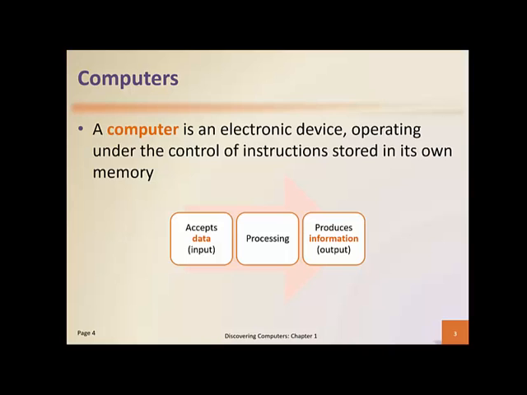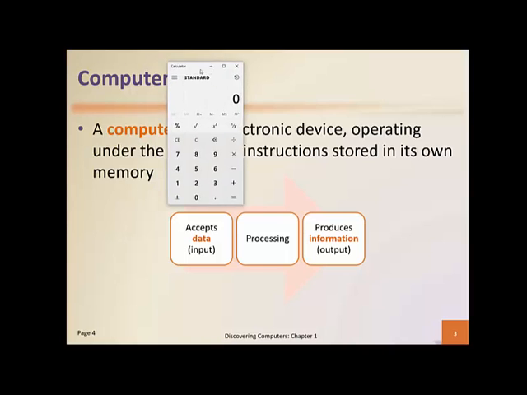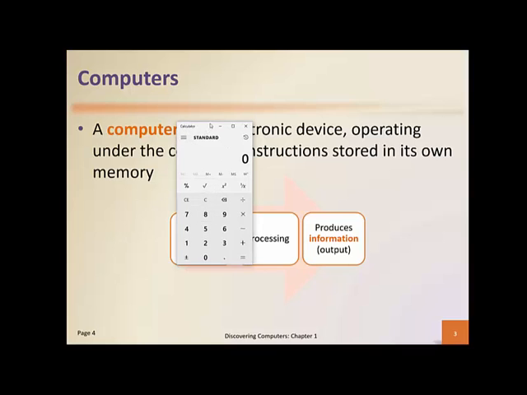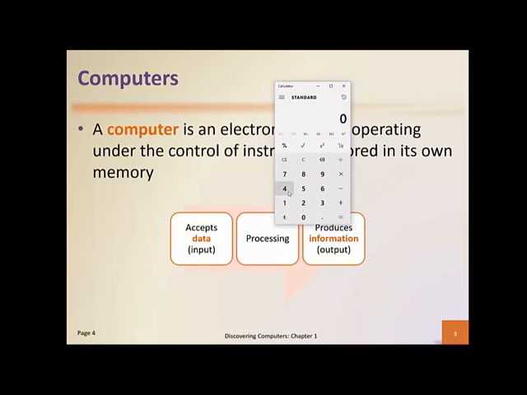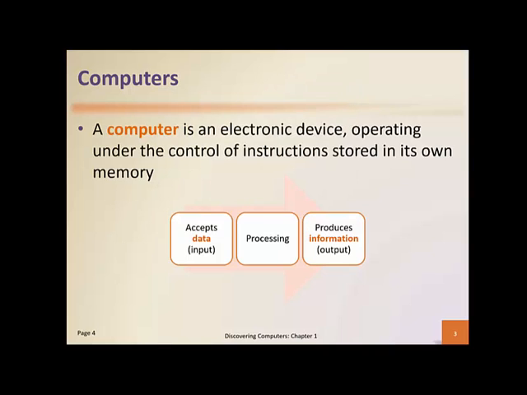As a very simple example, here's just a calculator. First it accepts data. So we're going to say 55 plus 45. We put data in. We said 55 plus 45, and now we want to process it, so we want to find out what that equals. So we say equals, and it says 100. This is the processing. It added 55 plus 45 and gave us the result of 100. That's just simple computing at its basic level.